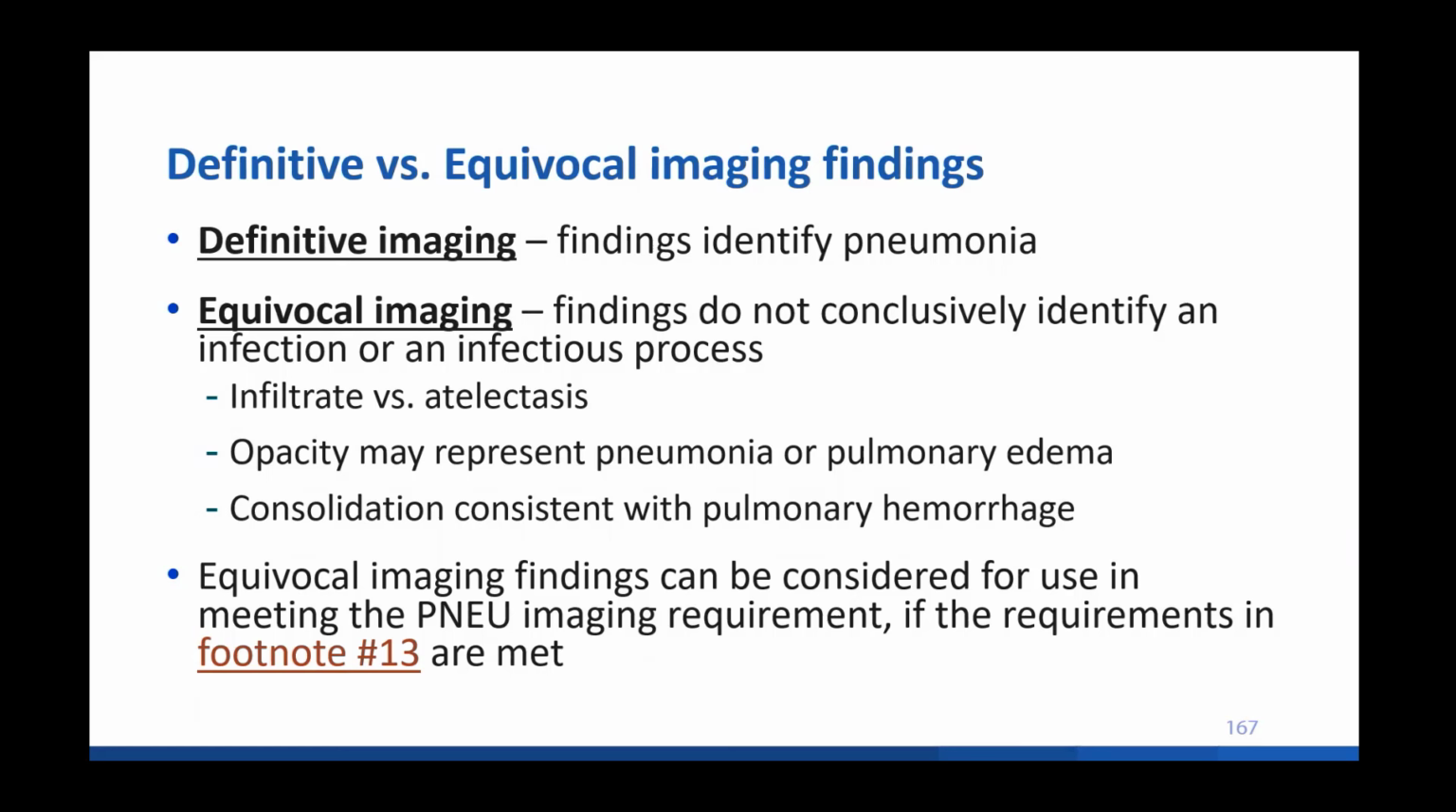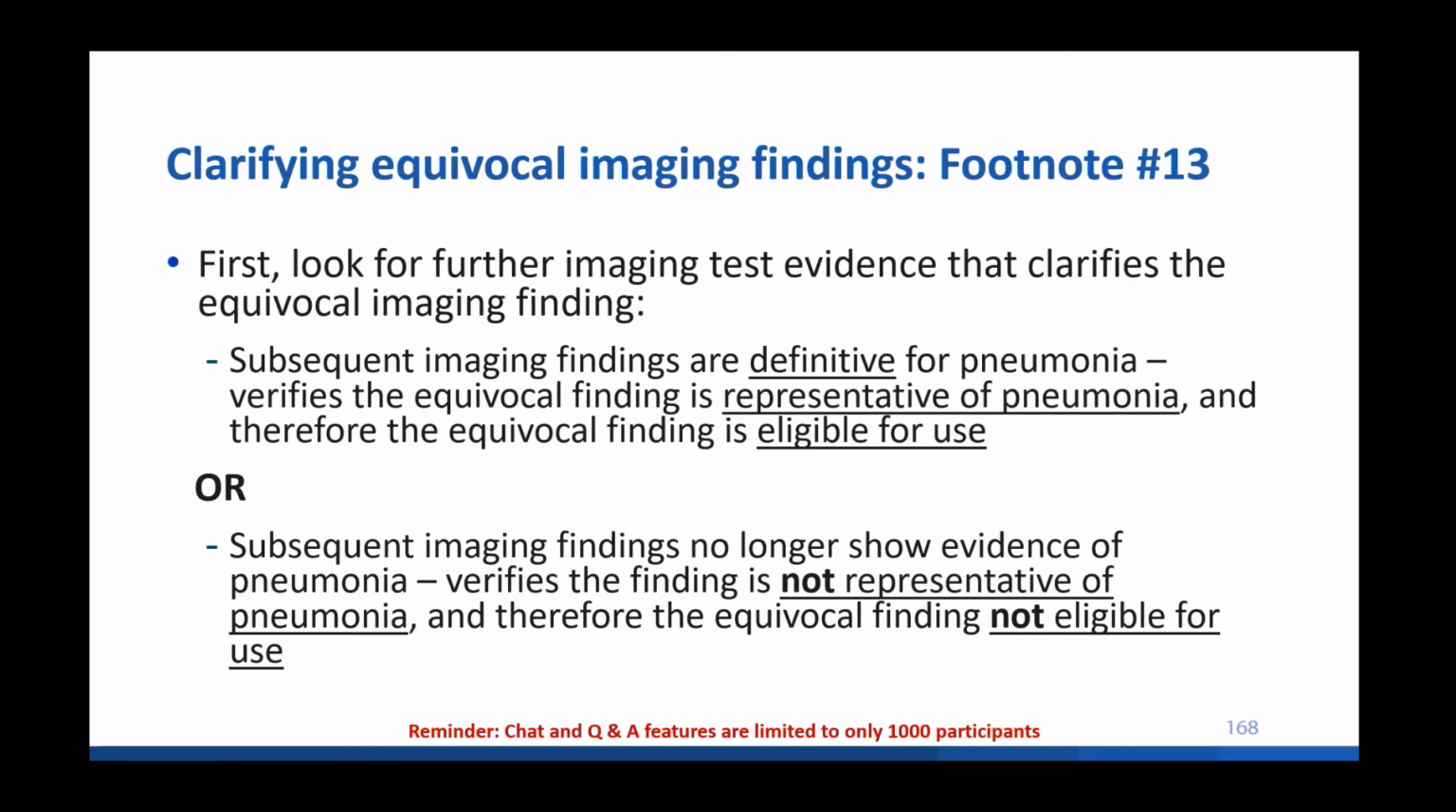What do you do if the imaging findings are equivocal for pneumonia? If imaging is equivocal for pneumonia, there is a process for determining if the imaging is usable for meeting the imaging requirement. And this is covered in footnote number 13 in the pneumonia protocol. When imaging findings are equivocal for pneumonia, you must first look to subsequent imaging tests for clarification. If the subsequent findings are definitive for pneumonia, the equivocal imaging is eligible for use. But if subsequent findings no longer show pneumonia, the equivocal imaging is not eligible for use.